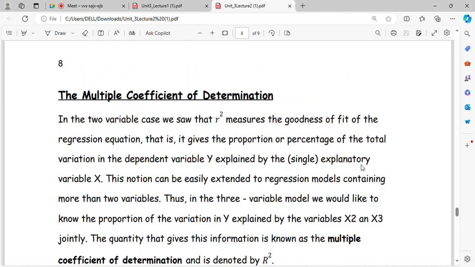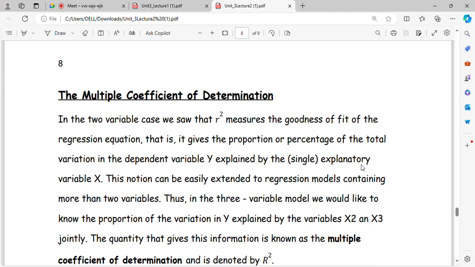Now, similar to the previous part, where, remember, we calculated r square, here too we can calculate the multiple coefficient of determination. In the two variable case, we saw that r square, that is goodness of fit, measures the goodness of fit of the regression equation. Goodness of fit shows, it gives the proportion or percentage of total variation in the dependent variable y explained by the single explanatory variable x.